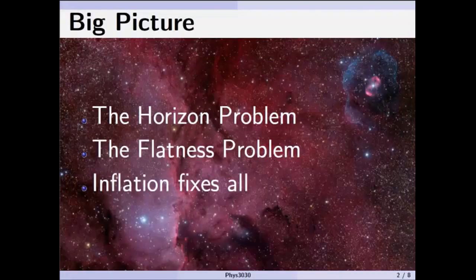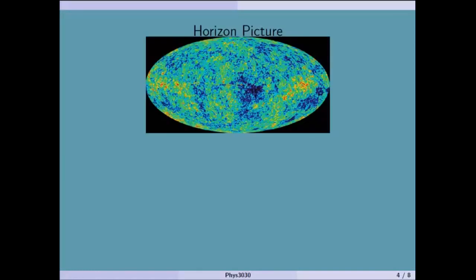And cosmic inflation was brought around to actually help fix a couple of problems that were known, called the horizon and the flatness problem. And then we'll show you how inflation fixes these. The horizon problem has to do with this horizon picture. And this is the WMAP data of the cosmic microwave background, right? This is the CMB data, okay?